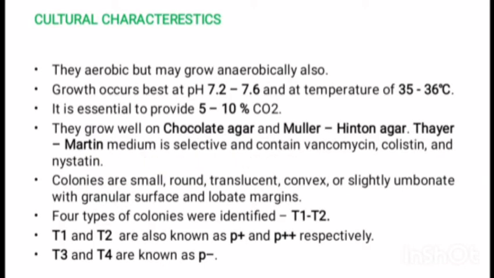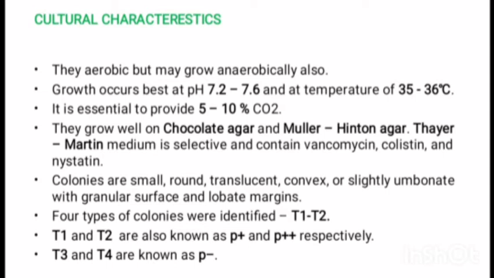Next is about cultural characteristics of gonococci. Here Neisseria gonorrhoeae are aerobic but may grow anaerobically also, and their optimum temperature is 35 to 36 degrees Celsius and pH is 7.2 to 7.6. And this range of temperature as well as pH is required for their maximum growth and multiplication. And it is necessary to provide 5 to 10 percent carbon dioxide for their improved growth.